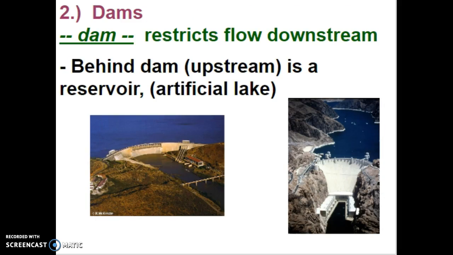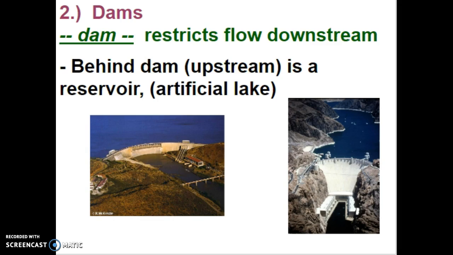One of the ways that rivers can cause a little bit of controversy is the fact that in some cases we dam up the river. So a dam is a structure that restricts the flow of water downstream from a river. There are many different reasons that we could do this.